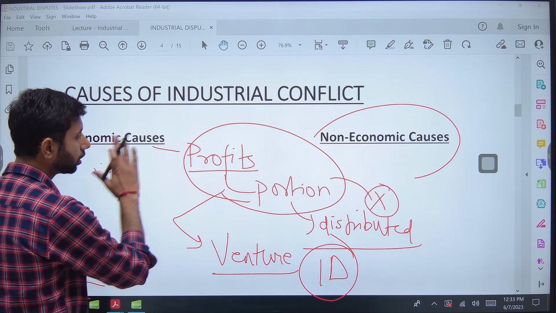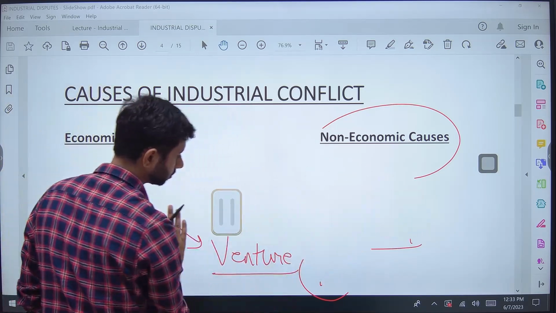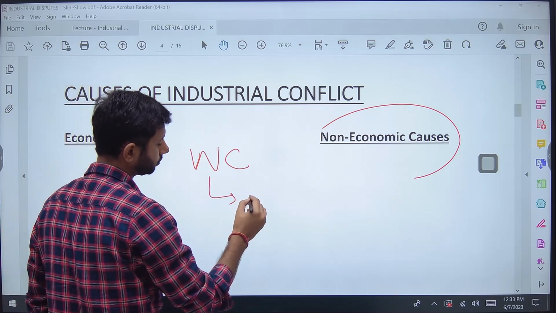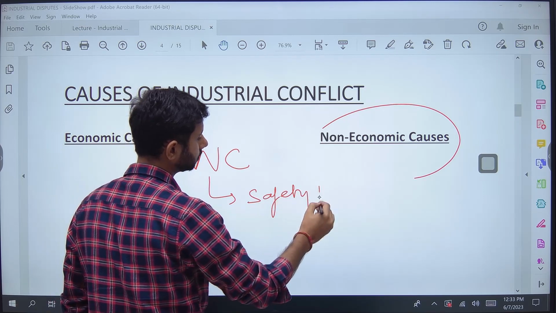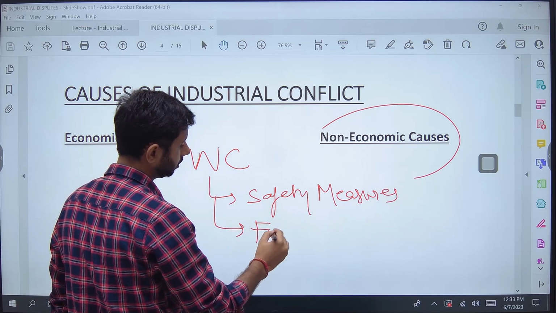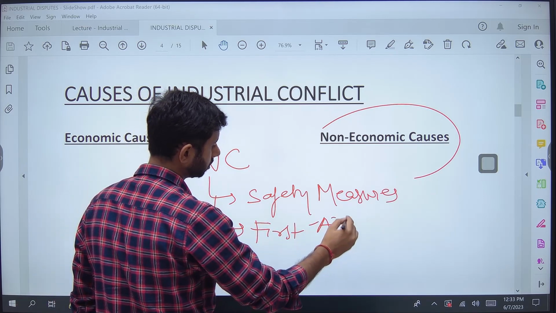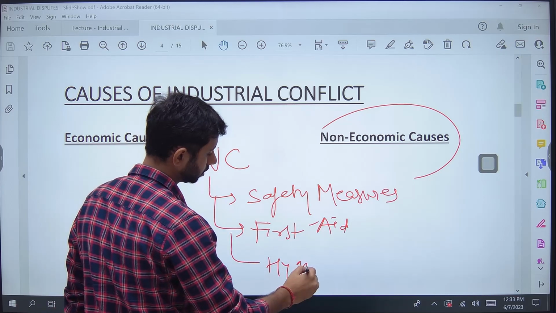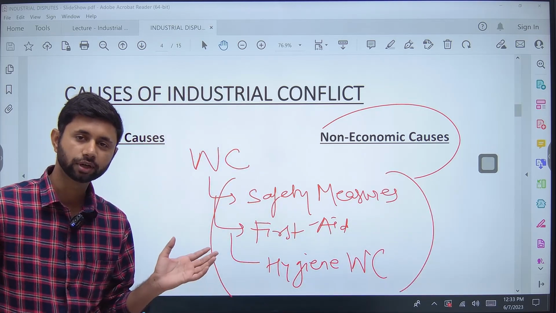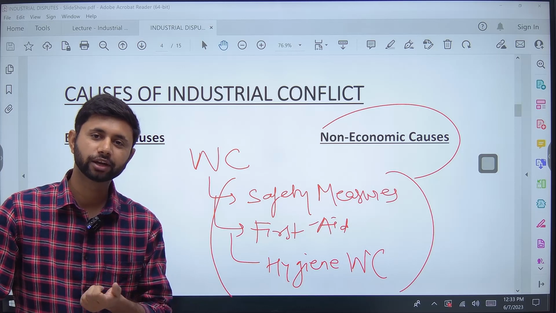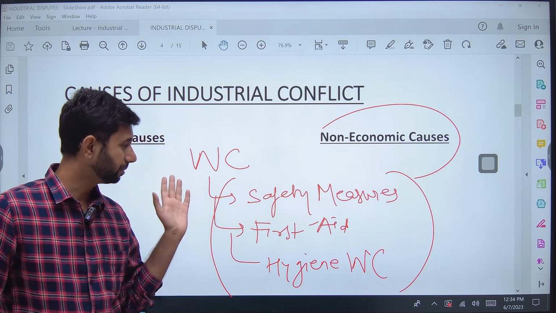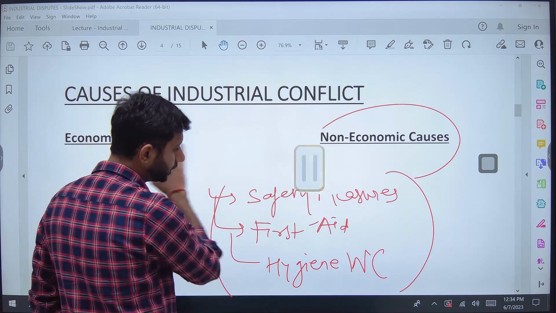Another thing in economic causes is the working conditions, which includes safety measures, first aid facilities, hygienic conditions. If such things are not provided to a worker, then obviously the worker would get into an industrial dispute with the management. Understand it? These are the basic economic causes that lead to industrial disputes.